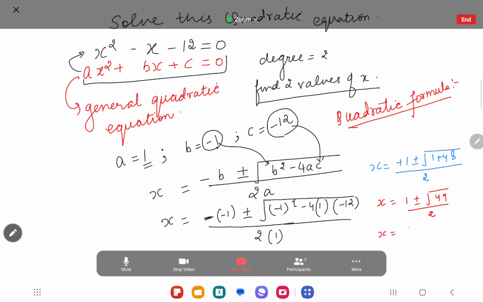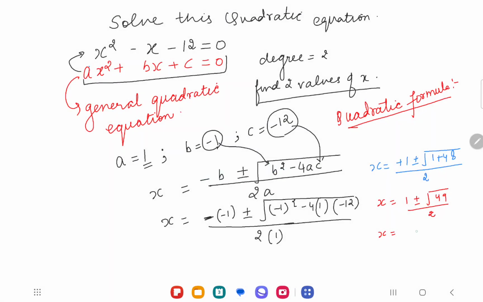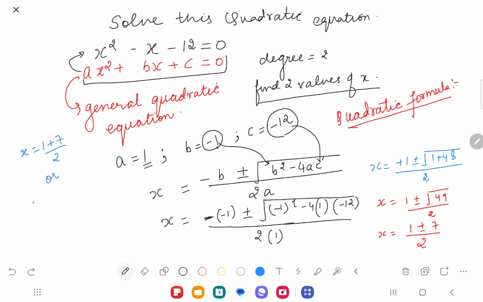So x shall be what? 1 plus minus 7, because obviously root 49 is 7, over 2. So do you understand that while solving this, you will once take the value of x as 1 plus 7, and another time you will take the value 1 minus 7. So you will have two values of x. So I will have x as either 1 plus 7 over 2 or x as 1 minus 7 over 2.